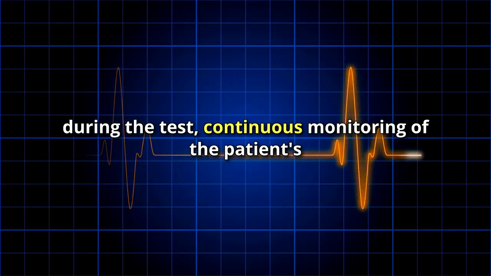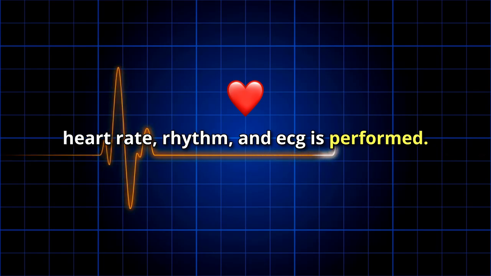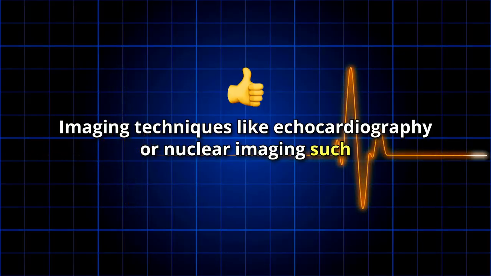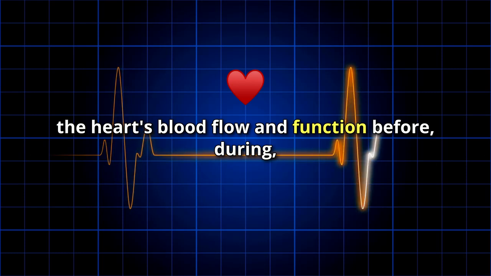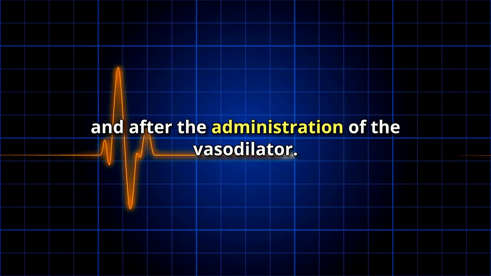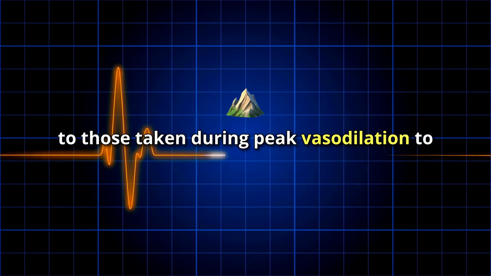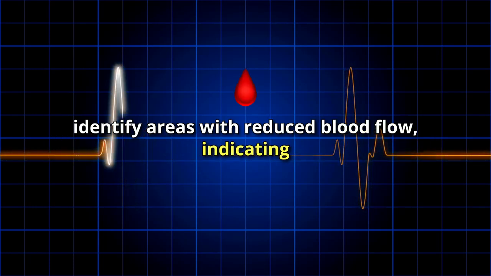During the test, continuous monitoring of the patient's heart rate, rhythm, and ECG is performed. Imaging techniques like echocardiography or nuclear imaging, such as SPECT or PET, are used to visualize the heart's blood flow and function before, during, and after the administration of the vasodilator. The images taken at rest are compared to those taken during peak vasodilation to identify areas with reduced blood flow, indicating possible coronary artery blockages.